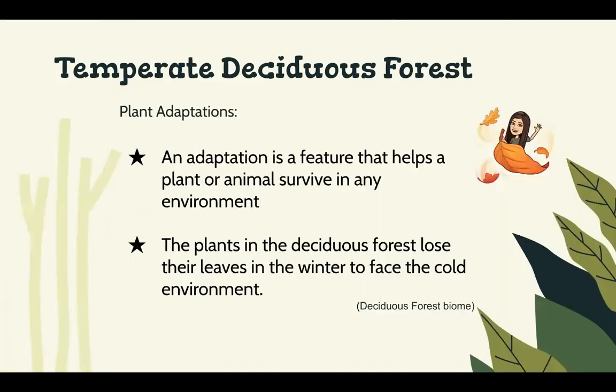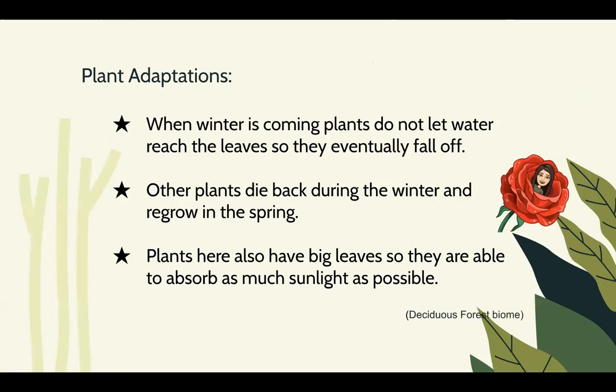Due to the changes in climate and temperature, which Jay taught us about, plants and animals have to have adaptations. An adaptation is a feature that helps a plant or animal survive in any environment. The plants in the deciduous forest lose their leaves in the winter to face the cold environment. So when winter is coming, the plants cut off the water supply to their leaves, and this is why they fall off and change colors, like the video you saw. Other plants just die back during the winter and regrow in the spring. Plants here can also adapt during colder weather by having big leaves, so they're able to spread out and absorb as much sunlight as possible to warm themselves.